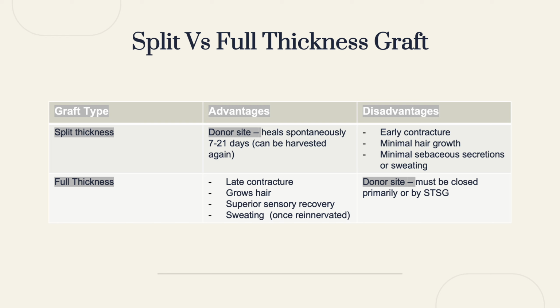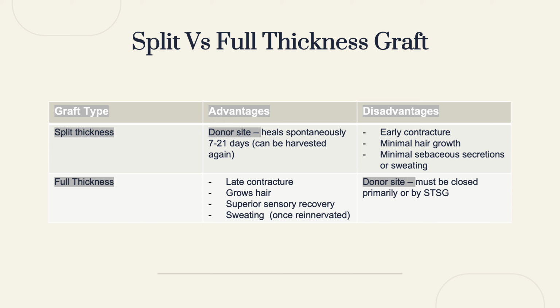But the disadvantage is that you're going to have something called an early contracture, also known as primary contracture. The problem with the primary contracture, what it is exactly, is that in the OR, whenever you obtain your split thickness graft, the second you remove it from the donor site, it's going to shrink. You have to take this into consideration when you're measuring the defect. So you have to know that split thickness grafts are usually going to have a primary contracture. There's minimal hair growth and minimal sebaceous secretion because you don't have hair follicles or sweat glands.